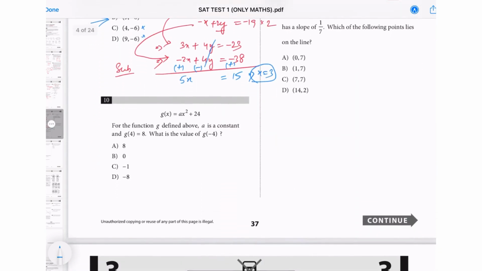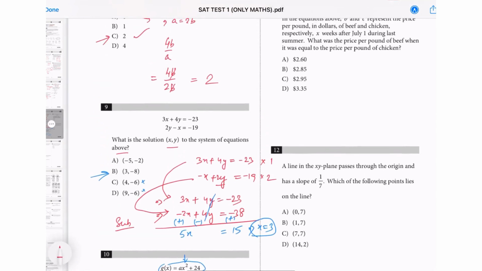Next is question number 10. Here a quadratic function is given. G4 is 8. What is G minus 4? Observe here, G4 means the value of x is 4. If the value of x is 4, I get G4 as 16a plus 24 because the square of 4 is 16. And when I put minus 4, again I get a times minus 4 square plus 24. It means again 16a plus 24. So since G4 and G minus 4 are equal, both are equal to 8. So the option is A.